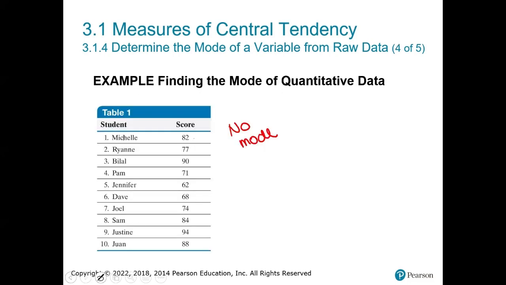So for example, if I went back here and I changed this one to an 82, the mode would now be 82 because 82 happens more than any other value. Okay, if I go and do this though, I have 2 values that occur more frequently than any other value. And it would now be bimodal, 82 and 90, because both 82 and 90 happen twice, which is more than any other value.